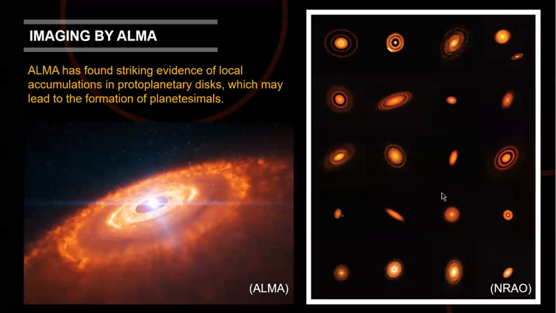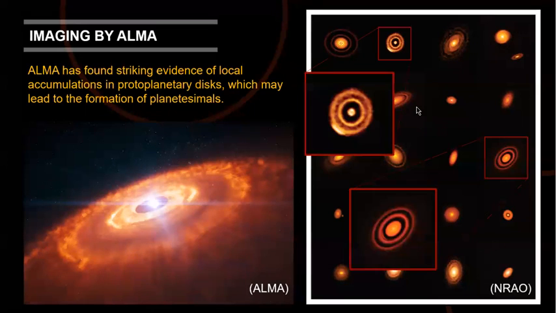I'm sure we're all familiar with this image on the right by now, but ALMA, as part of the DSHARP program, has found striking evidence of local accumulations in protoplanetary disks. And more surprisingly, these local accumulations look exactly like those produced by our VSI hydrodynamical models. ALMA has done a tremendous service to the field of planet formation and will likely continue to yield fantastic results.